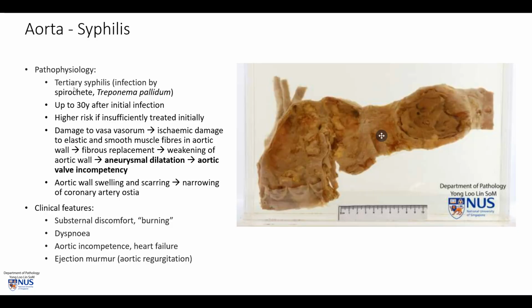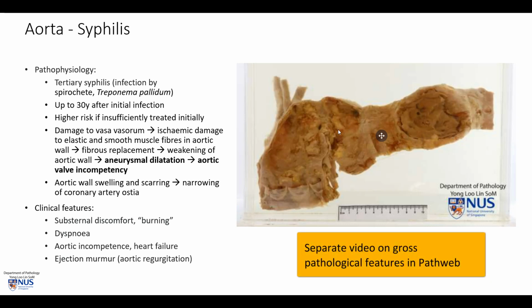Syphilitic aortitis is part of tertiary syphilis, and this is due to infection by Treponema pallidum. It usually occurs many years after the initial infection, and as you saw, it gives rise to damage to the vasa vasorum and then ischemic damage to the tunica media, which eventually leads to fibrous replacement and then weakening of the aortic wall. This weakening can give rise to aneurysm formation and also this kind of tree bark appearance with a very irregular furrowed appearing tunica intima. There is a separate video describing the gross pathological features of syphilitic aortitis on our virtual pathology specimen.